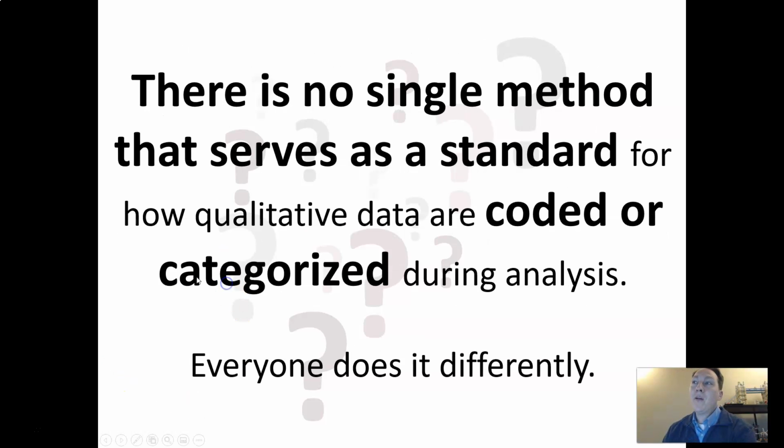So another part of the problem that we run into is that there's really no single method that serves as a standard for how qualitative data are coded or categorized during analysis. Everybody does it differently. And depending on how and where you were trained, you may have an approach that's very different from mine, but equally valid. And in fact, in this lecture series at the end, I'm going to have 3 different videos about 3 different styles of coding that can be done or categorizing that can be done.